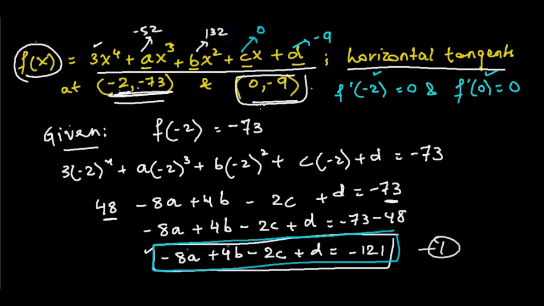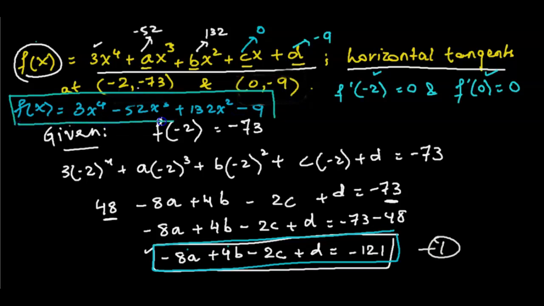To sum this all up together, we can write down the final function as f(x) is equal to 3x to the power 4 minus 52x cubed plus 132x squared. As c is 0, we need not put 0x. So minus 9. And this is the final function that we have got by using the application of derivatives and critical numbers.